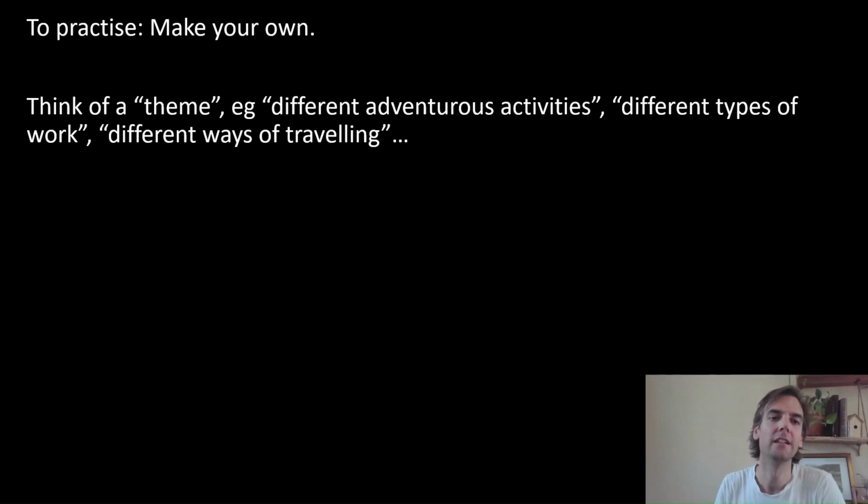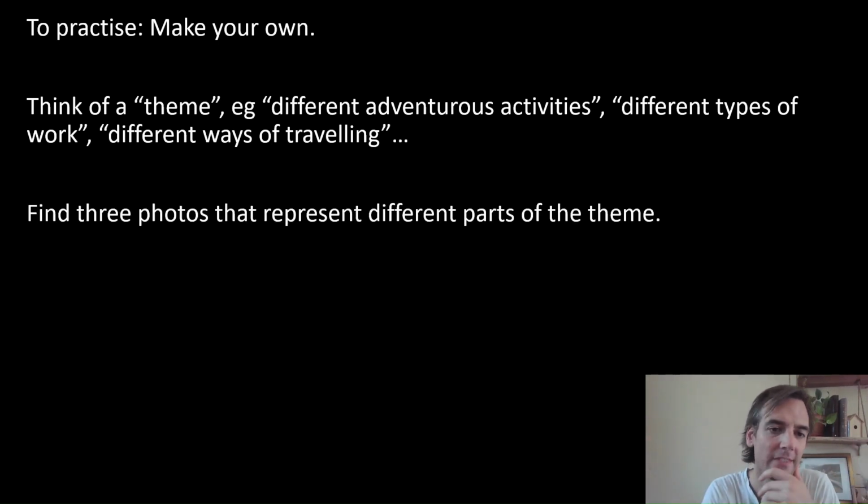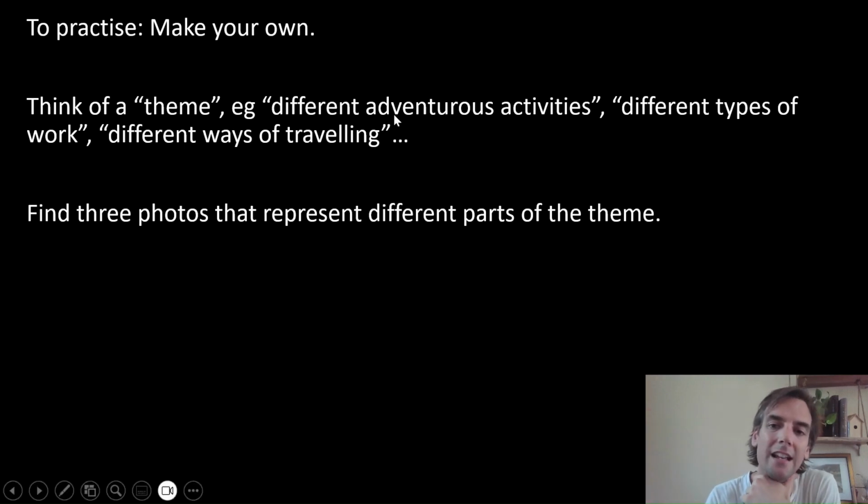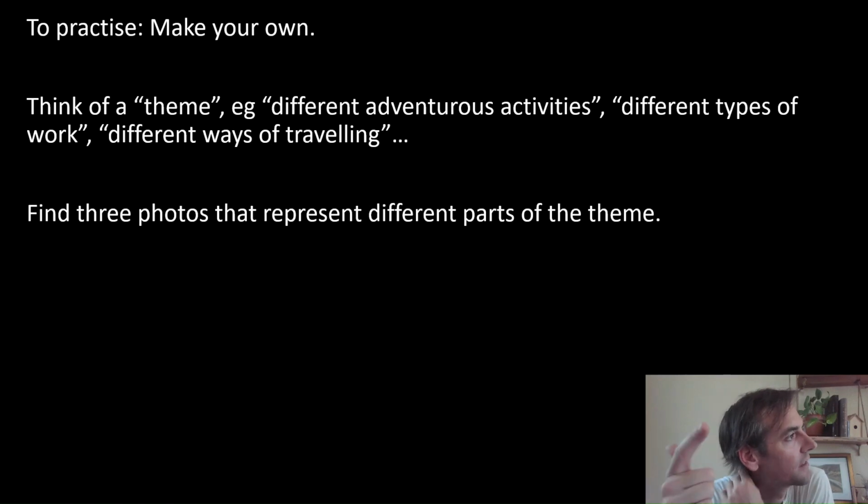Come on then. So I think a great way to practice part 2 is by making your own exams. It's very, very simple to do. Think of a theme, like I've talked about. We've done different lunches, we've done different places to live, different adventurous activities, types of work, ways of traveling, any kind of theme like this. Find 3 photos that represent different aspects of this. So if it's adventurous activities, we could have one person surfing, one person climbing a mountain, and one person going bungee jumping or something.